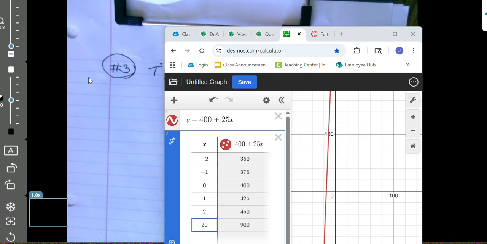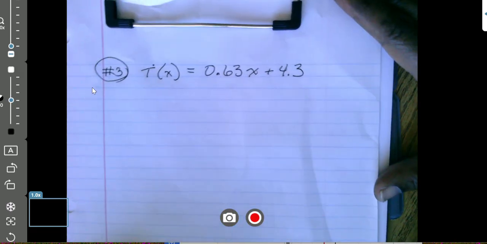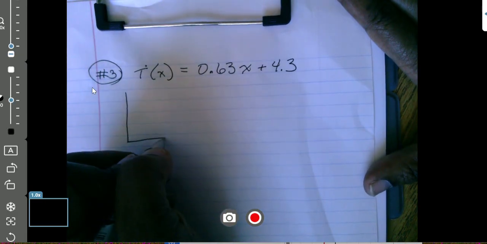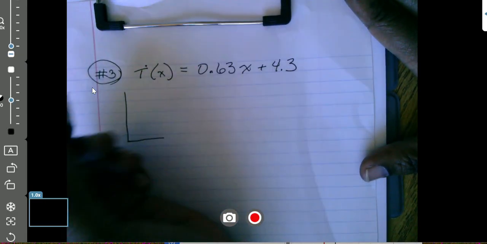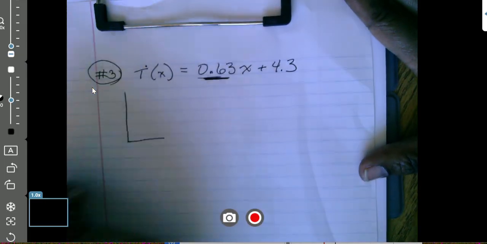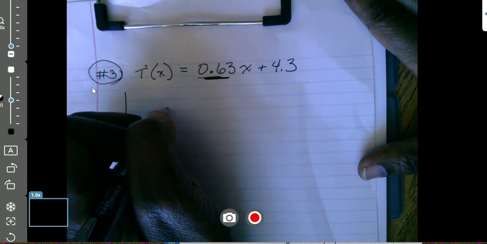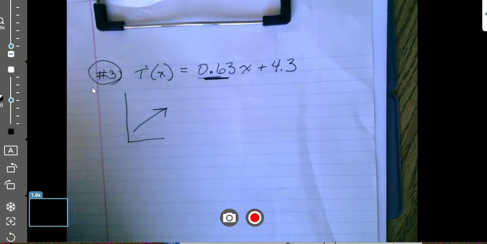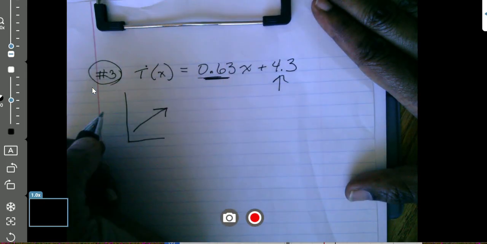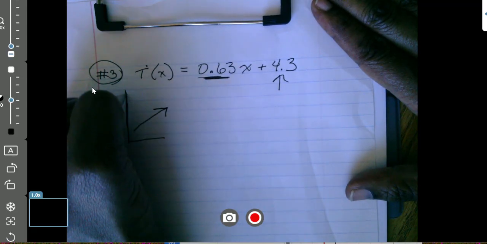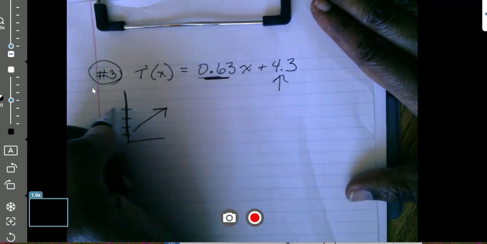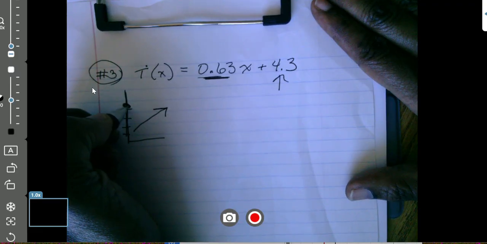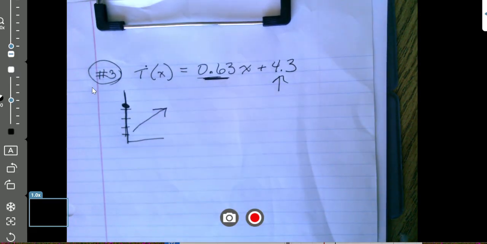Oh, let me move this out of the way. This is the function. The question is, what does the graph of the function look like? As a matter of fact, first of all, this is a positive, right? So your line should be going up from left to right. Second thing, it intersects at 4.3 on the y-axis. So the line should probably intersect the y-axis somewhere around there.